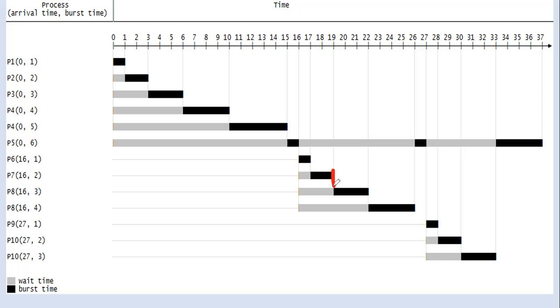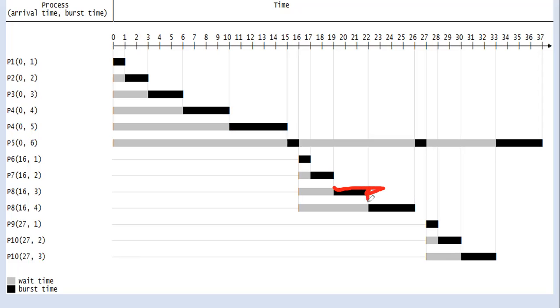Now, at this time still, we have process P5 with a burst of 4 or 5. But process P8 arrives at time 16 and it has a burst of 3. And therefore, because it is shorter than process P5, it will be processed. It will be allocated the processor.